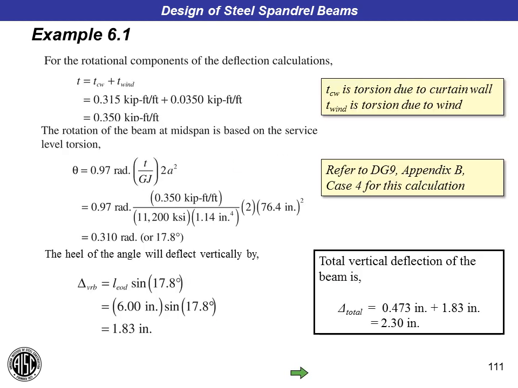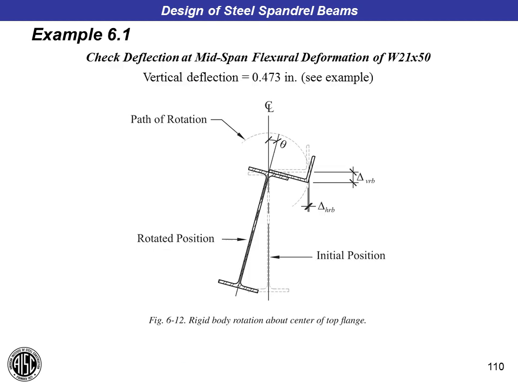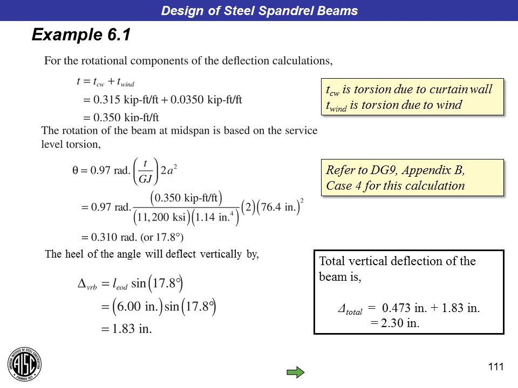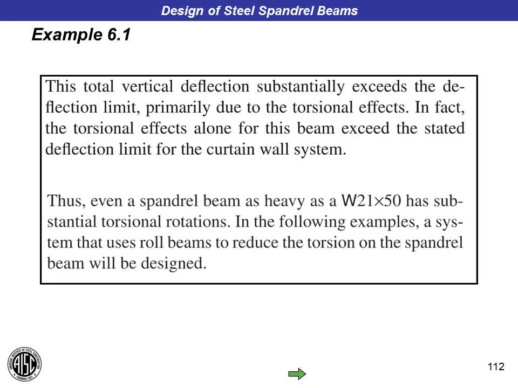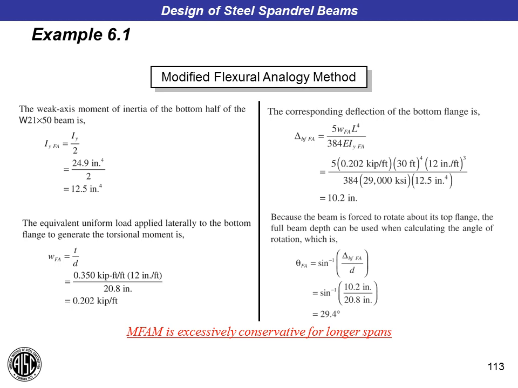Now what happens due to the twist? Using Design Guide 9, we would calculate the rotation of the section, and we'd look at that rotation and how much horizontal displacement of the angle we had, and find that the angle here displaces a large amount due to the rotation on this 30-foot long span. It rotates such that we get a projected vertical translation of 1.83 inches, which is quite large and much larger than we can accommodate. So even though we have a heavy W21x50, it has substantial rotations, and clearly we're going to somehow have to find a way to address the rotation of the spandrel beams.